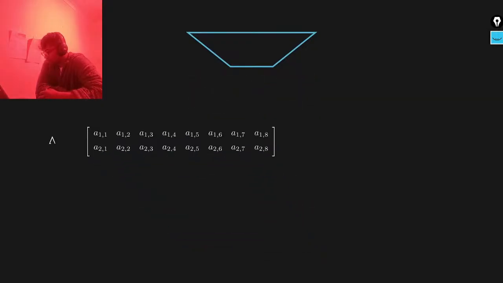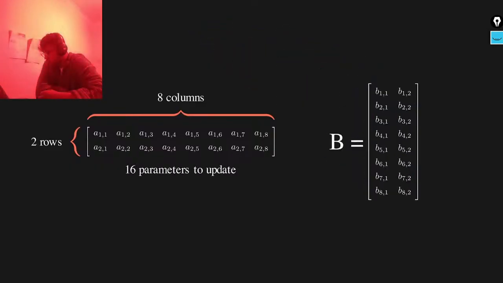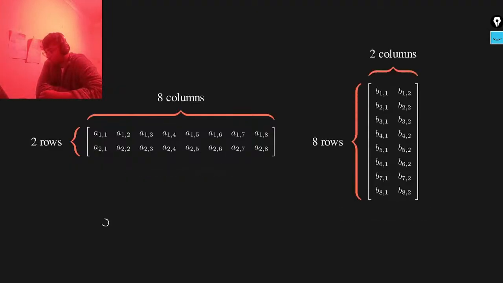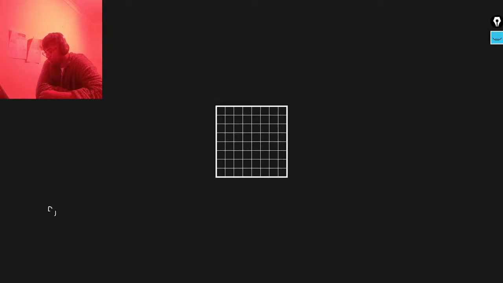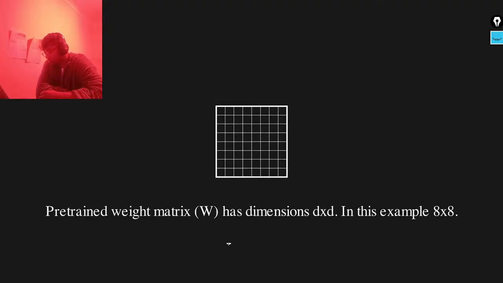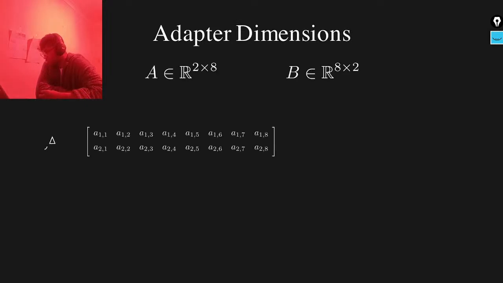Let's say we set the rank for this adapter to 2. This will give us matrix A, which has 2 rows and 8 columns, so 16 parameters to update, and matrix B, which has 8 rows and 2 columns, also 16 parameters to update. That's 32 parameters to update in total. But there's a problem. The dimensions of the weights need to match the original white pre-trained weights in order to add them together. And remember, these are 8 by 8. If you look at the dimensions of A and B here, they don't quite match. How do we fix this?